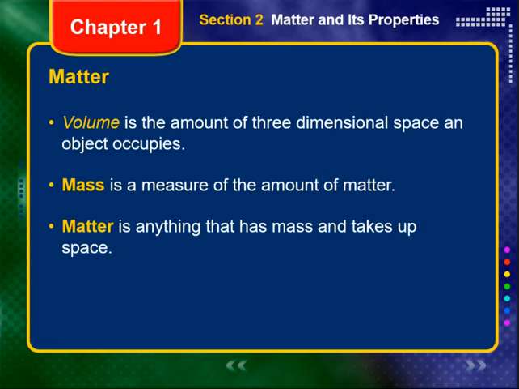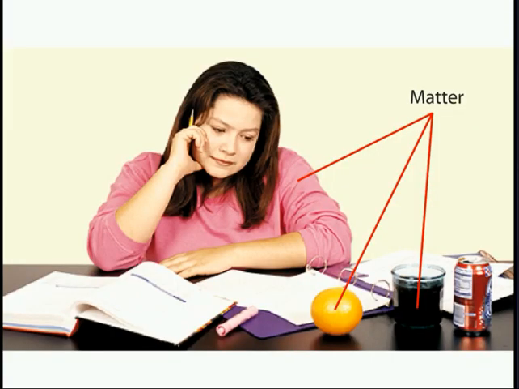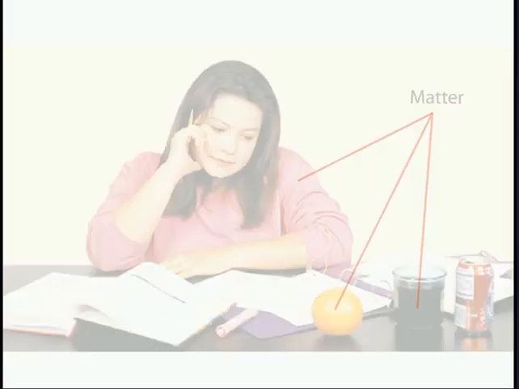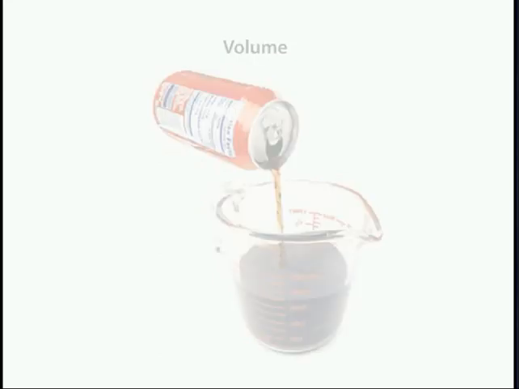Matter can thus be defined as anything that has mass and takes up space. These two properties are the general properties of all matter. Everything is made of matter. Matter is defined as something that has volume and mass.